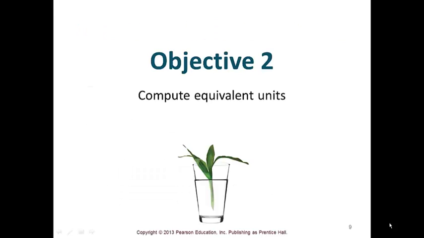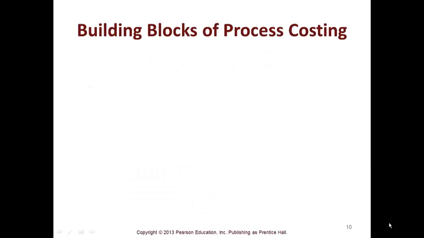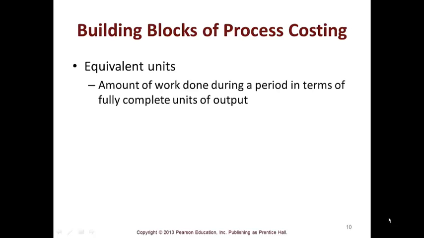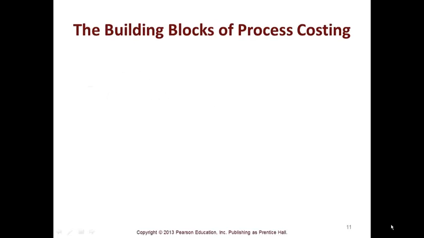Objective 2 is computing equivalent units. The building blocks of process costing need equivalent units. Equivalent units are the amount of work done during a period in terms of fully complete units of output. So you might have to print these out and really think about what I'm saying as you read the chapter or reread the chapter. A lot of words here.